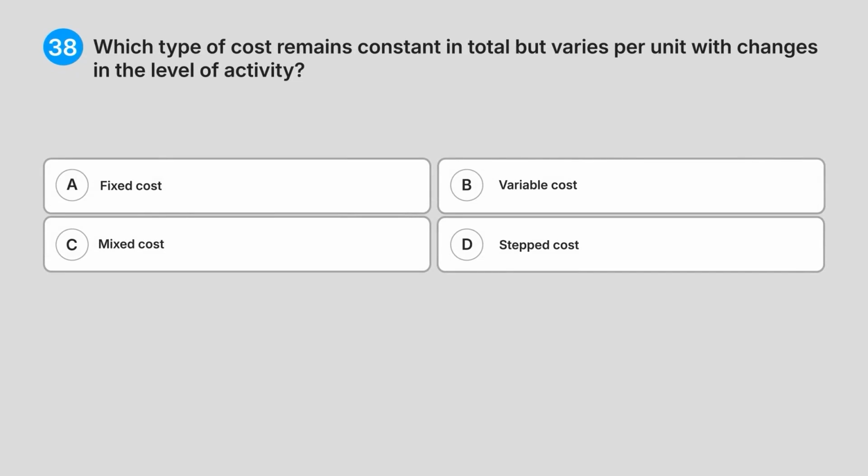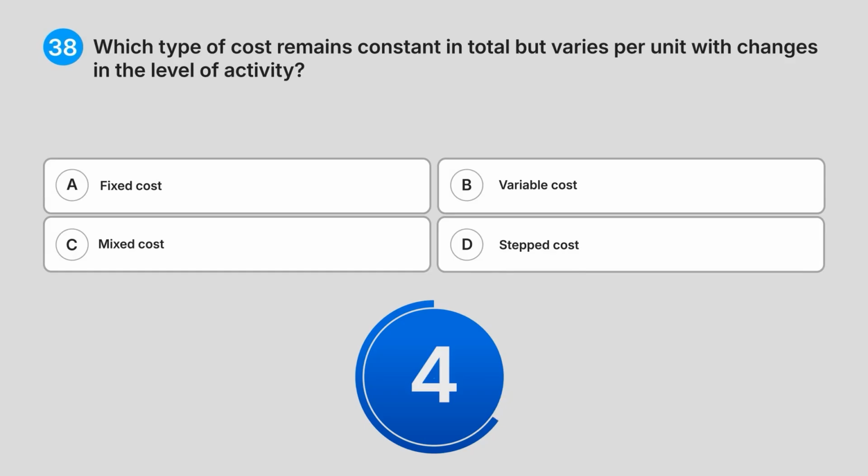38. Which type of cost remains constant in total but varies per unit with changes in the level of activity? A. Fixed cost. B. Variable cost. C. Mixed cost. D. Stepped cost. What do you think is the answer?